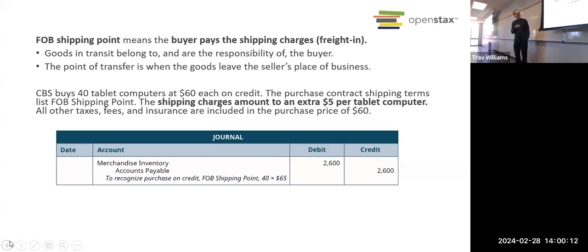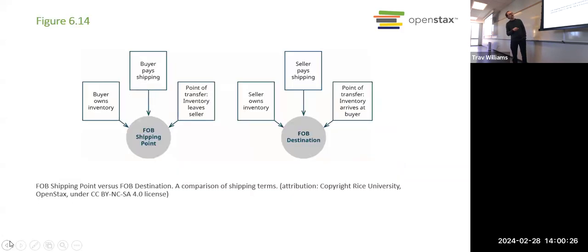And again, the way they would journalize it as the buyer is merchandise inventory. So if you're the seller, it's delivery expense. If you're the buyer, it's merchandise inventory. Here, you'll find this in the textbook and in the PowerPoint, obviously. If you don't remember which is which, this tells you. With FOB shipping point, the buyer pays the shipping. FOB destination, the seller pays the shipping. Okay.